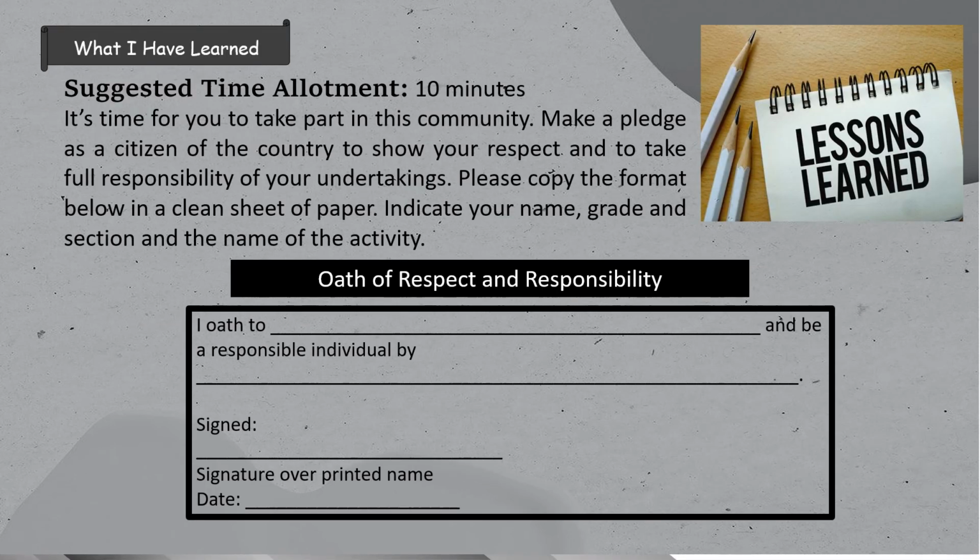Let's test what you have learned in our discussion. And now, it's time for you to take part in this community. Make a pledge as a citizen of the country to show your respect and to take full responsibility of your undertakings. Please copy the format below in a clean sheet of paper and indicate your name, grade and section, and the name of the activity. So you are going to make an oath of respect and responsibility. I oath to blank and be a responsible individual by blank, and you are going to sign over printed name and put the date.